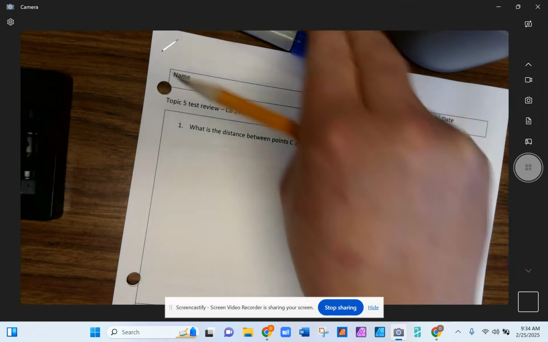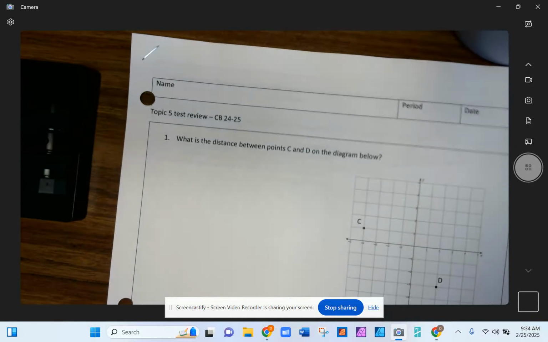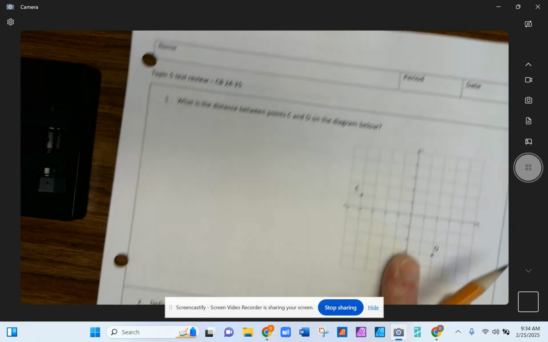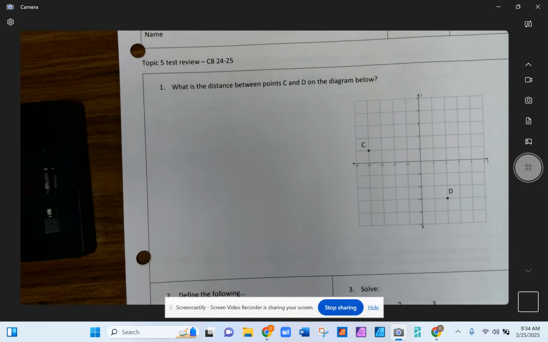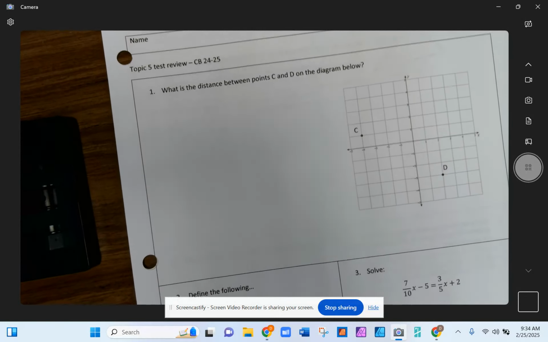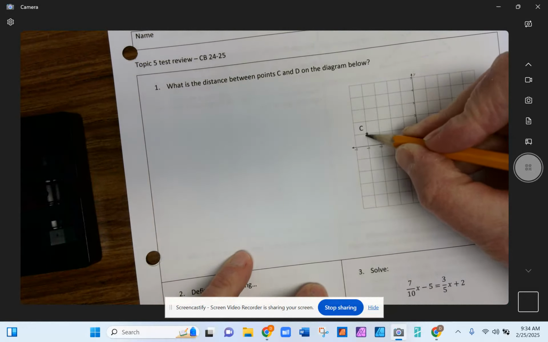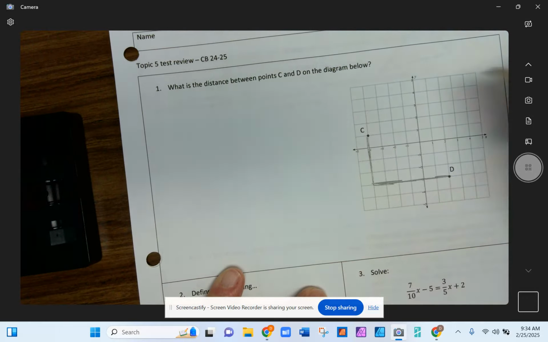All right, we are talking about the Pythagorean theorem. This is our test review for topic 5. So we look right here. What is the distance between points C and D? Right here, okay? So the idea here is we're going to use the Pythagorean theorem to do this.